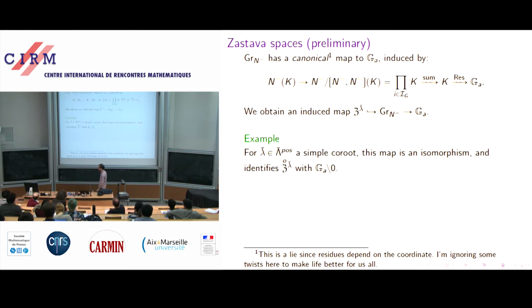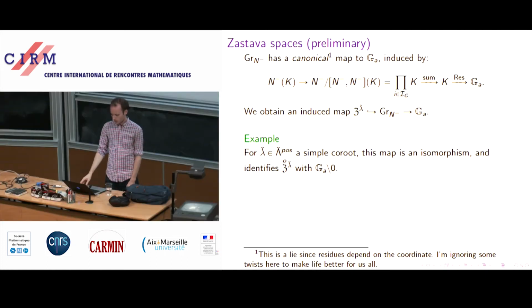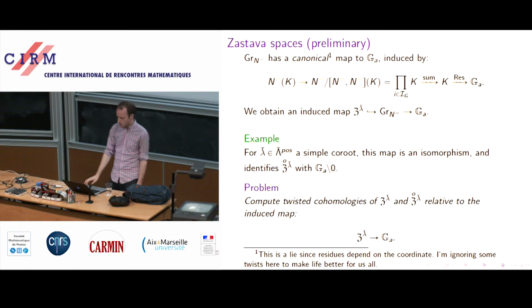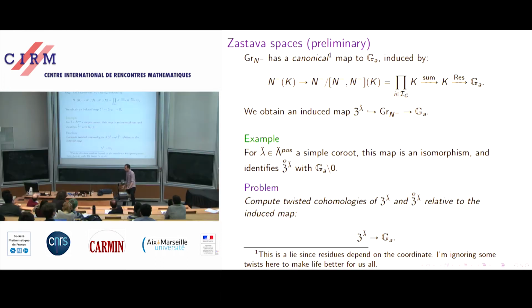So first, as an example, to get a feeling for these Zastava spaces, I told you what it was when lambda check was 0. The next simplest case is when lambda check is a simple co-root. Then for simple co-roots, this map gives an isomorphism between the Zastava space and GA. And then this open part is GA minus 0 inside of that space. So this is the simplest case to understand in order to understand these Zastava spaces. So now a problem is to compute the twisted cohomologies relative to this induced map.